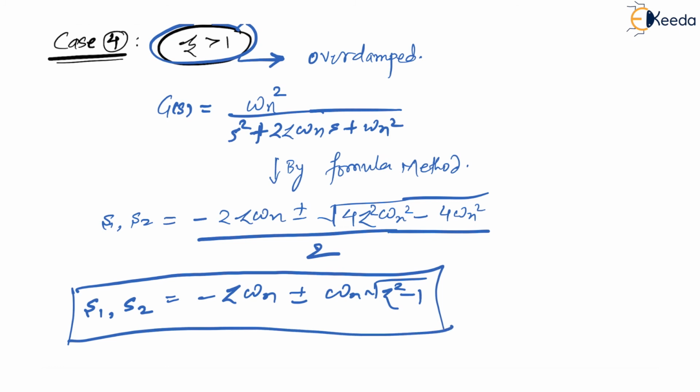Many people will tend to make a mistake. They will say that this is omega d. But it is wrong, it is not omega d, because omega d is nothing but omega n into under root of 1 minus zeta squared. It is not zeta squared minus 1. Please make a note of this. This is going to be very important.